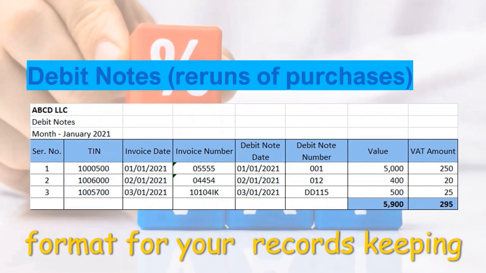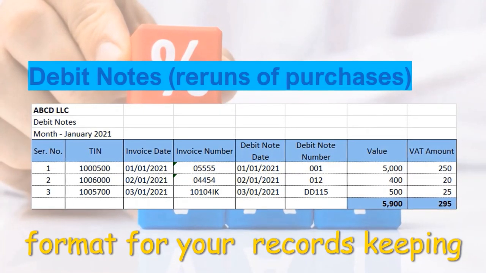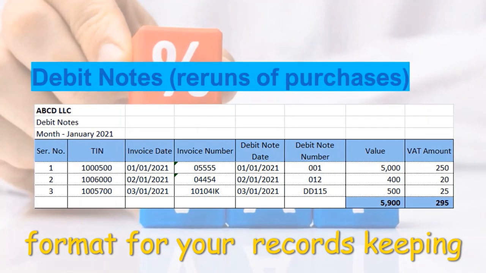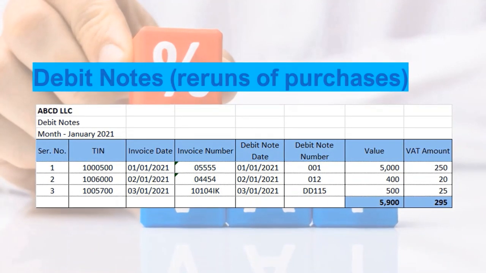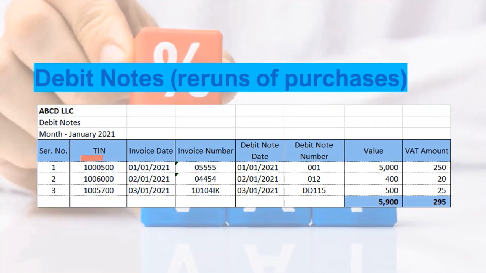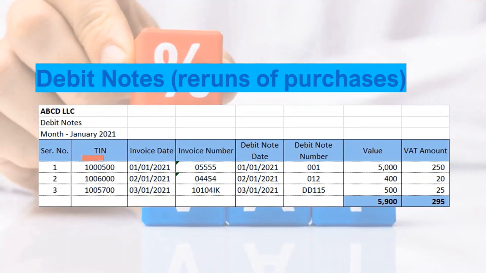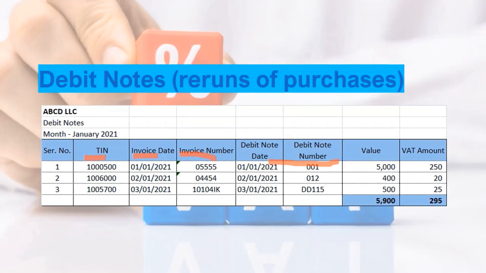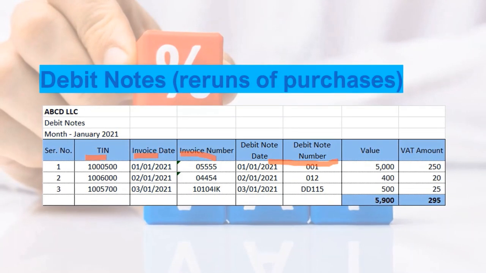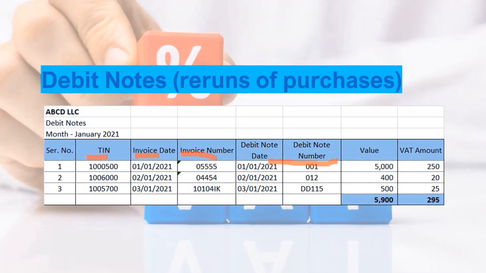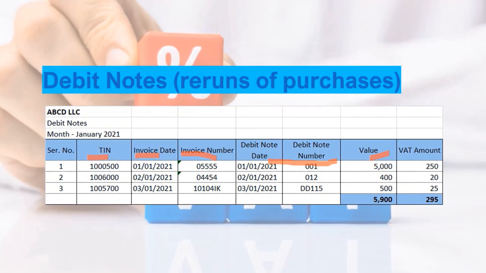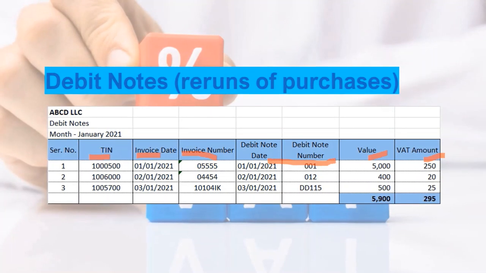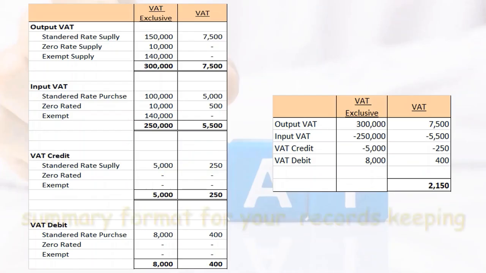Here is the format you can follow for your debit note details. It means return of your purchases. Here is the serial number, TIN number. It means supplier's TIN number. Here invoice date, invoice number, then debit note details. Here debit note number and date. Here is the value of debit note and the VAT amount. This format you can use for debit notes.